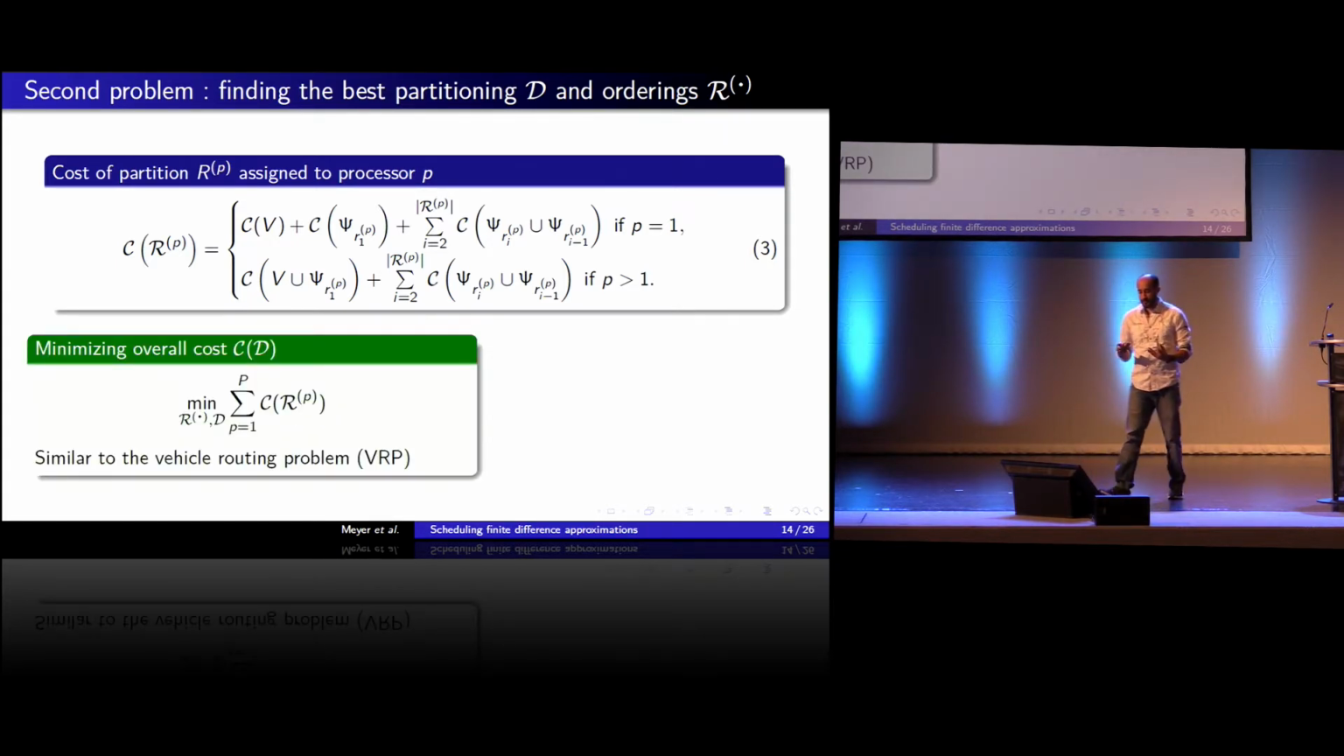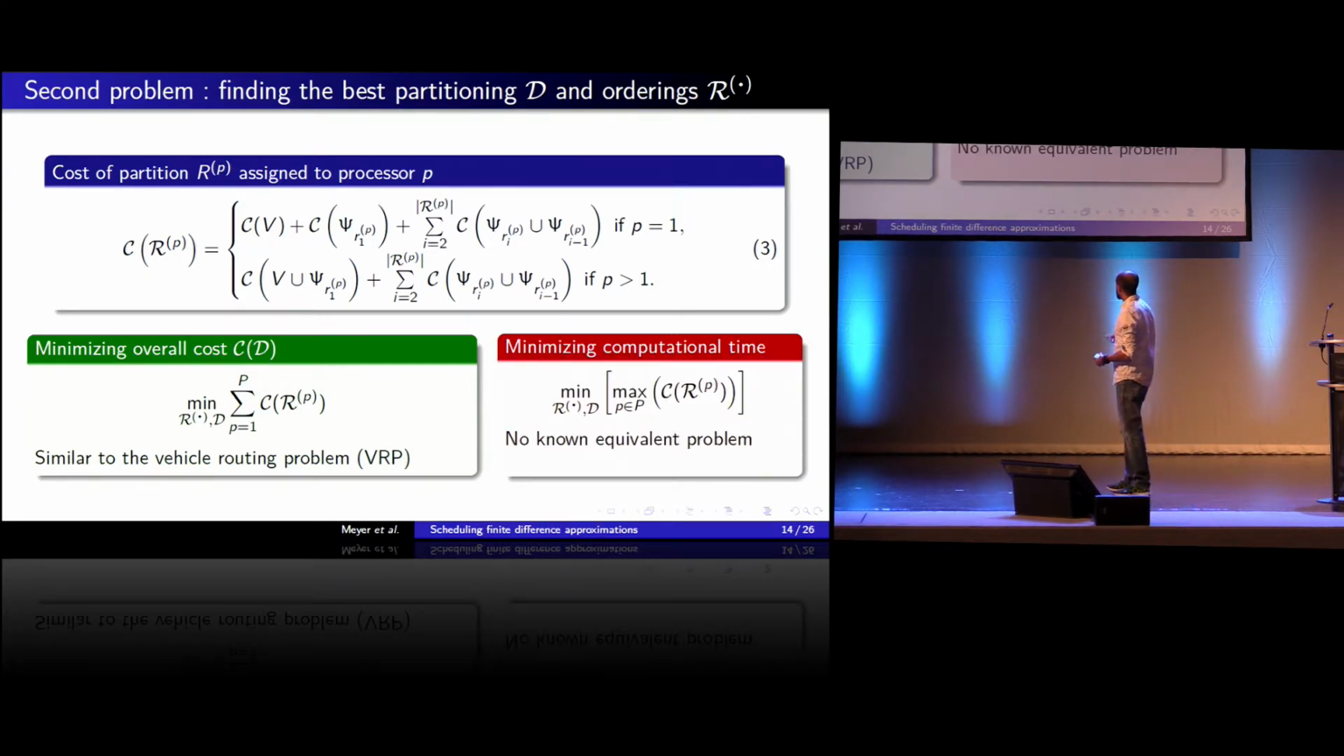So the first thing that we would want to do would be to minimize this overall cost. This would be the first potential scheduling problem that we would think of. But this is not really the best solution because this only guarantees the minimal overall cost, but not the minimal computational time. The minimal computational time is limited by the slowest processor, and we want to minimize the cost of the slowest processor. So the maximum cost over all processors, we want to minimize it. So we want to find the partitioning and the ordering that will give us this minimal computational time. So this is the second problem.